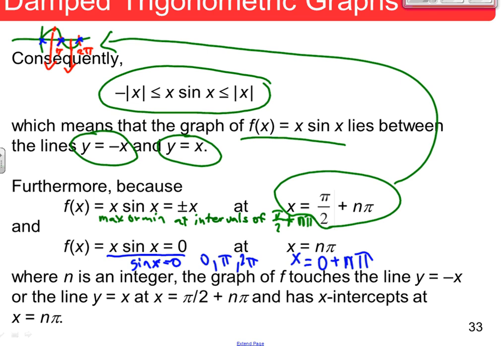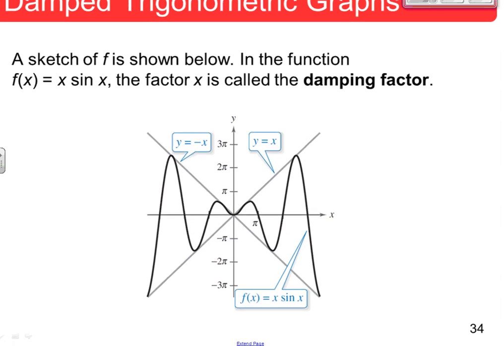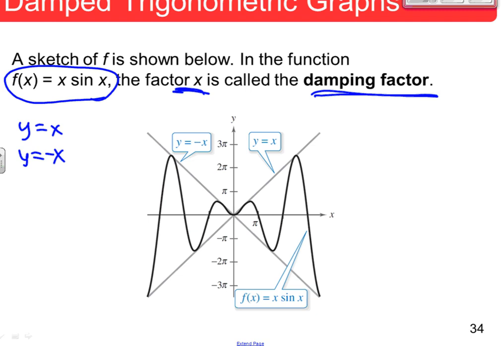So here's the picture. I am going to show this as the picture of this. And in the function f of x equals x sine x, the factor x is called the dampening factor. So you'll want to know that. The factor x is called that dampening factor. And so to graph this, we can graph the two equations, y equals x, y equals negative x, and they kind of bound that. And then we can kind of graph that sine x that kind of oscillates in between and kind of expands out as we go.